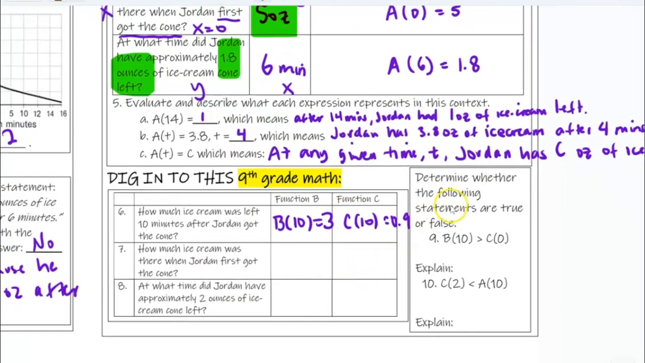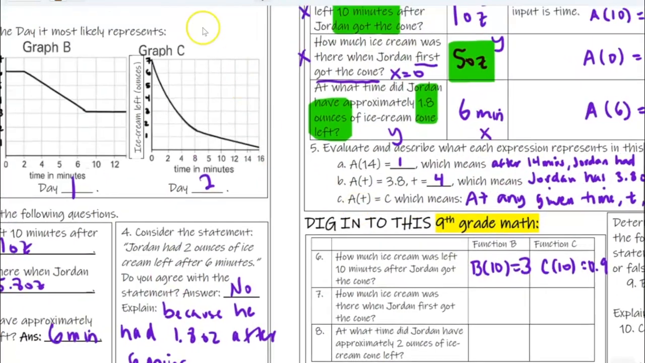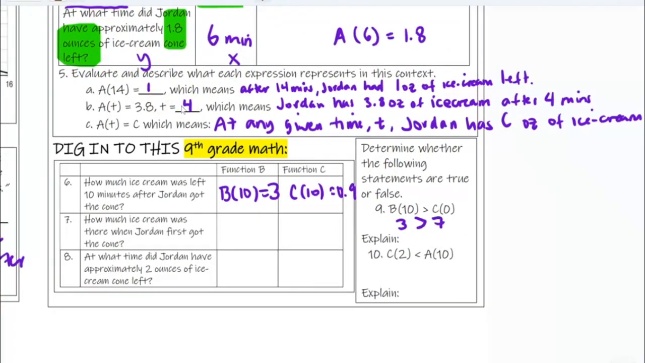All right, final question, and you can answer these statements. Determine whether the following statements are true or false. And I will do one, and you can do the rest. All right, so B of 10. I know B of 10 from this box right here. Function B of 10 is 3. C of 0, which I haven't done, so I'm just going to go look at C of 0. So here's C of 0, where my input is 0. What's my output? My output is 7. So is 3 greater than 7? And we're going to go with no. 3 is less than 7. Okay. All right. So you go ahead and complete number 10. Let's practice.